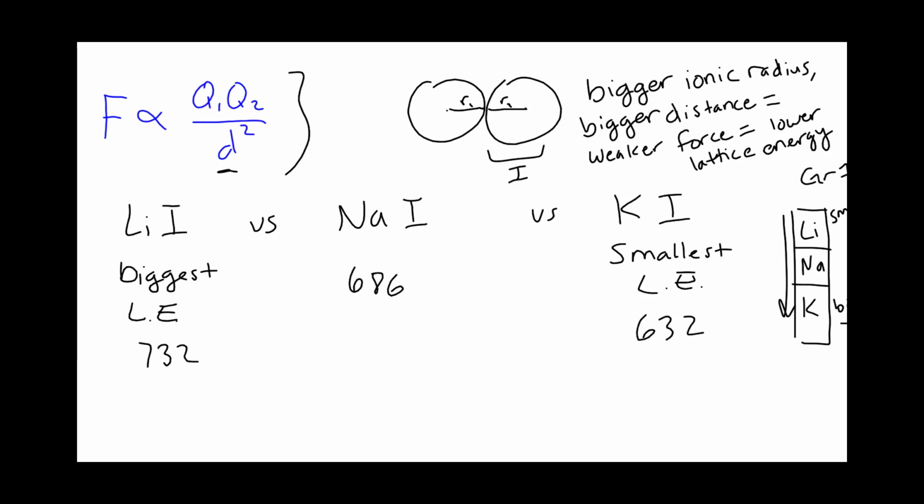Charges. That's why I say always check the charge first, because if the charges are different, that has a greater impact on lattice energy than the distance. So check the charges first. If the charges are the same, as in our second example, then look at the distances, because it does impact it, but not nearly as strongly as the charges do.